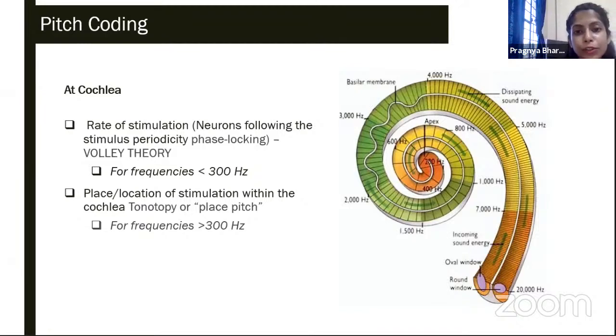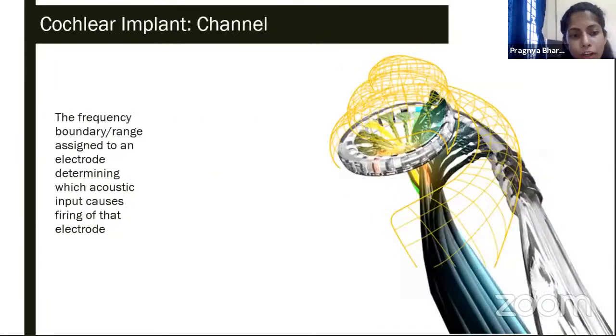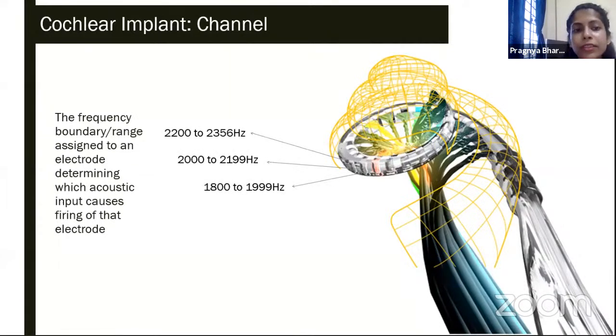As we know, the basal part of the cochlea is mainly sensitive to higher frequencies, and as we go towards the apex, it is more sensitive to the lower frequencies. So both of these factors together code for pitch in a normal cochlea. In the cochlear implant as well, the electrode arrays in all the cochlear implants currently are designed in a way that each of the electrodes is assigned a particular band of frequencies, and generally the basal electrodes will code for the higher frequencies, and the apical electrodes code for the lower frequencies.